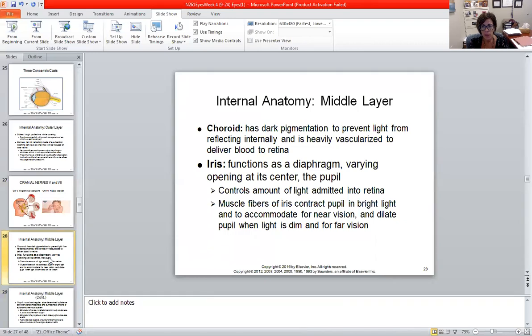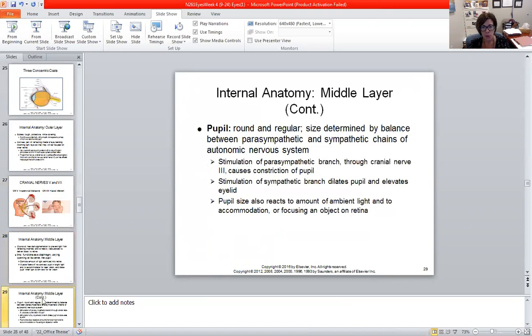So the middle layer of the eye is the choroid. It has a dark pigment to prevent light from reflecting too heavily into the retina. And the iris is that colored part of your eye, and it also controls the amount of light. Muscle fibers in the iris contract and help the pupil with bright light or accommodate to near vision and far vision. The pupil is round, regular. Size is determined by the balance between the parasympathetic nervous system and the sympathetic nervous system. So if we stimulate the parasympathetic nervous system, it constricts the pupil.